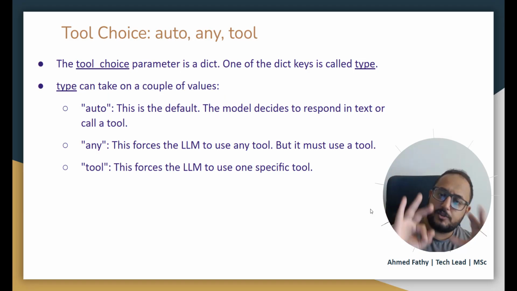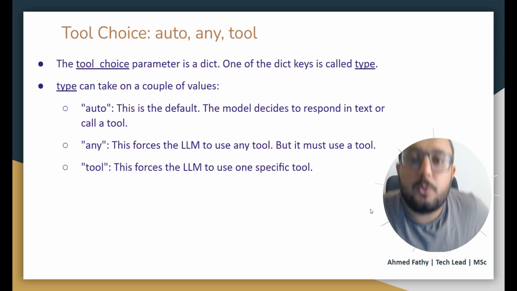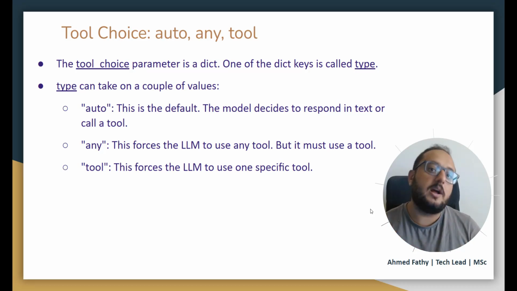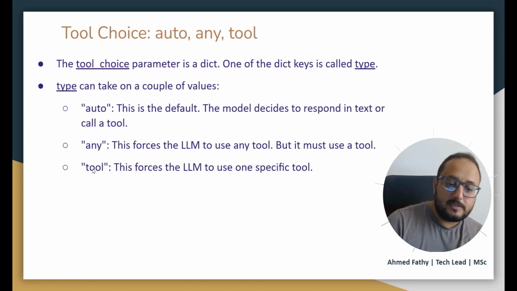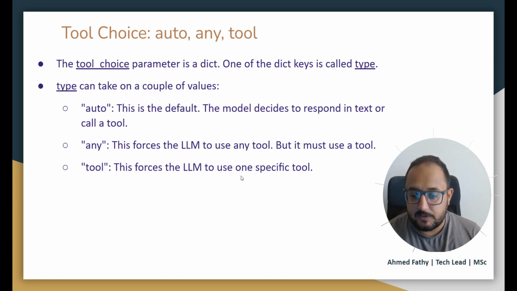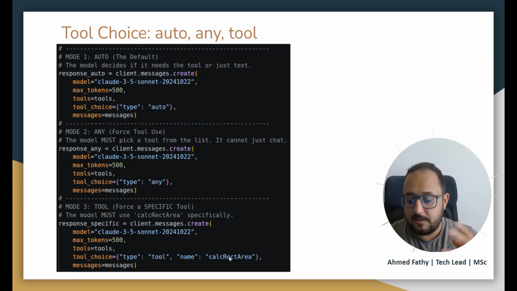So you actually have three options. Auto, this is the default, the model decides. Or any, this forces the LLM to use any tool, but it must use a tool. It can't just output something without using a tool at all. So it must output a tool use block, or a tool use response, or a tool use request. And you can also use tool. This forces the LLM to use one specific tool. So in summary, those are your options. You can have type auto, or type any, or type tool, and then give a name of that tool. This is allowed by the Anthropic Claude Messages API.